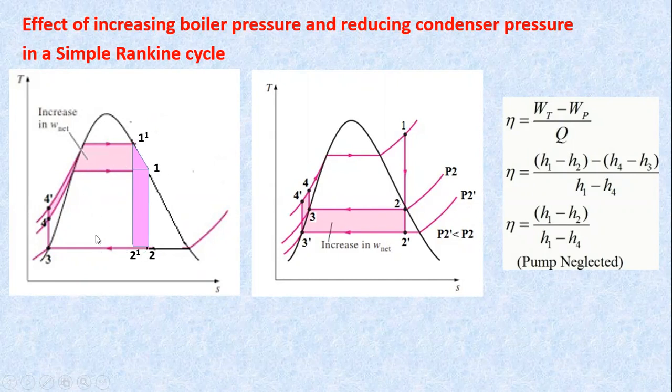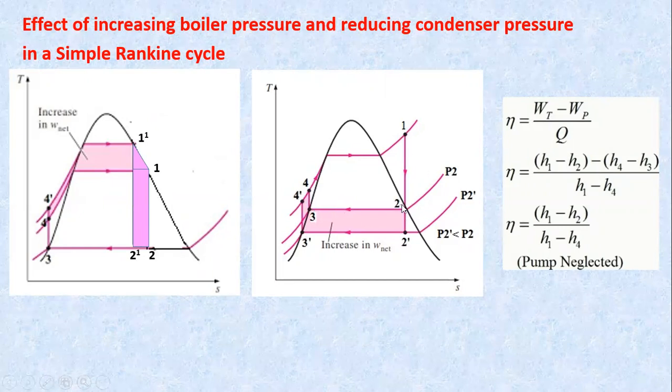And one more thing is the heat rejection, which was initially from 2 to 3, is reduced to 2 dash to 3 in the condenser, thereby increasing the efficiency of the cycle. And here, by reducing the condenser pressure, again we can see the net rise in the work of the cycle from 2, 2 dash, 3 dash, 4 dash, 4, 3, 2. The shaded area shows the increase in the work of the cycle.